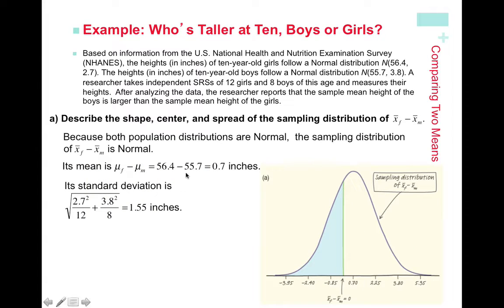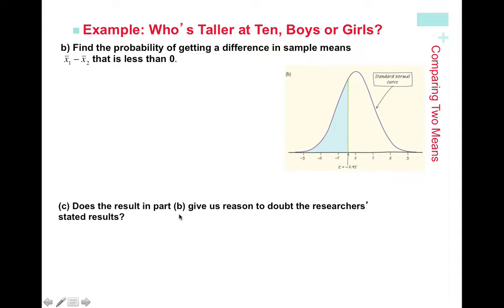So they have just a question here telling you that the heights of boys and girls follow these normal curves. So describe the shape. Both the populations are normal, so the sampling distribution is normal. The mean is just the difference in the two means, and for the standard deviation, you add the two variances together and then take the square root. All right, then you can use that information to find probabilities.